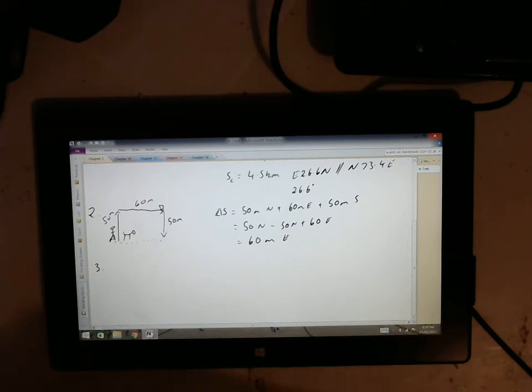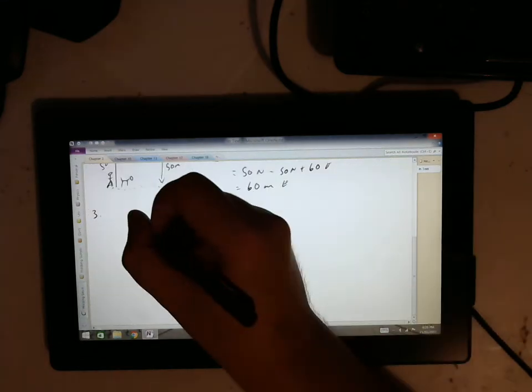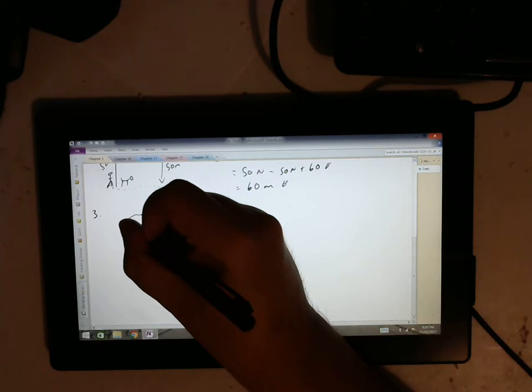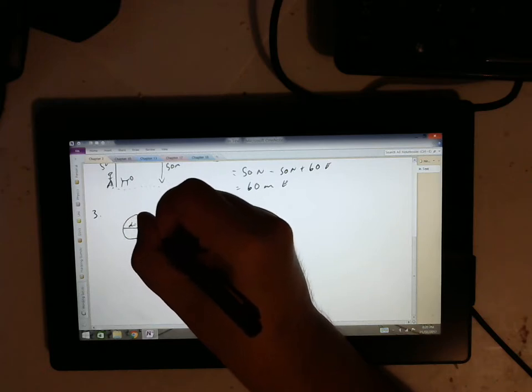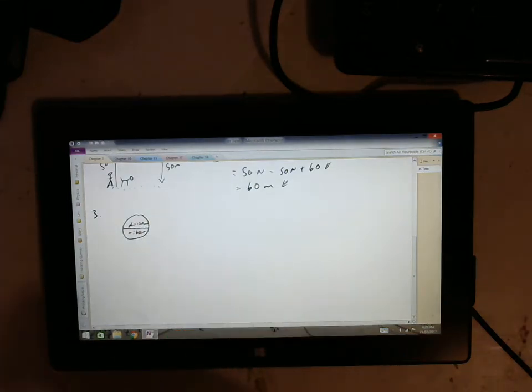A toy train is running around a circular track of diameter 120 centimeters. What is its distance travelled and its displacement after 1/2 of a lap, 1 full lap, 2 laps, and 1/4 of a lap? So we're going to work out both. So let's draw our thing first. We've got a circular track, and we know that the diameter equals 120 centimeters, which means the radius equals 60 centimeters. That's always important. Remember, you're going to have to know your formulas.